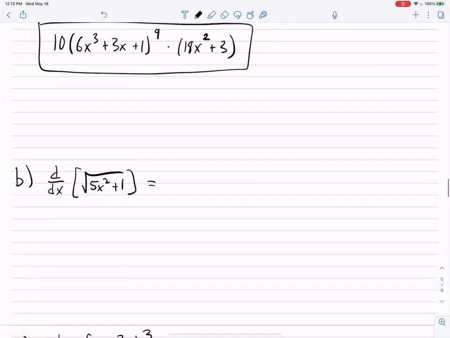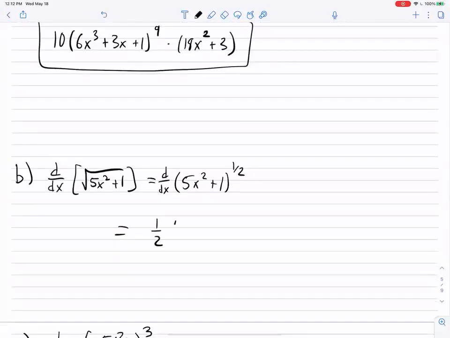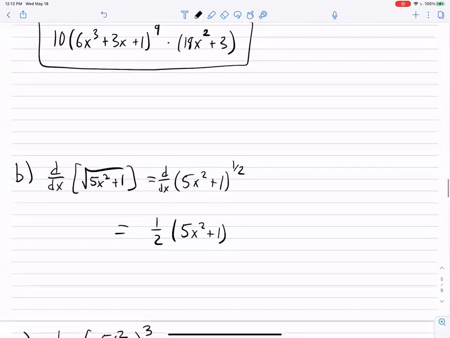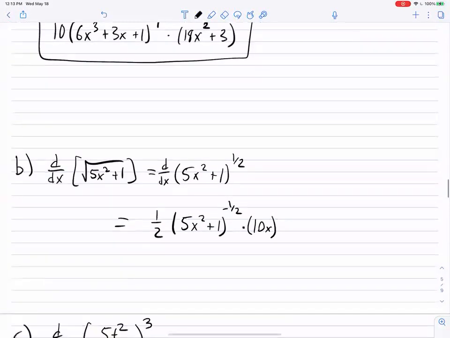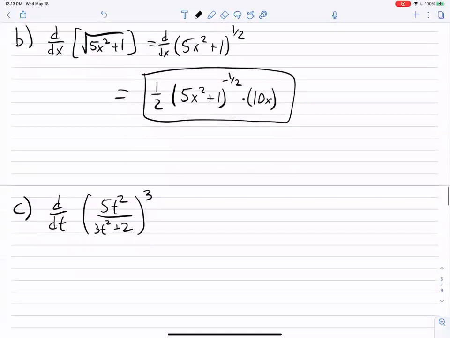We might want to rewrite this as 5x squared plus 1 to the 1/2 power, and then we're taking the derivative of that. So what is that equal to? Taking the derivative of the outside function, you bring the 1/2 down, plug in the inside function, which is 5x squared plus 1. Subtract 1 makes this a negative 1/2, and then times the derivative of the inside function, which is 10x. And that's it. That's how you do the chain rule. And we'll do another one.